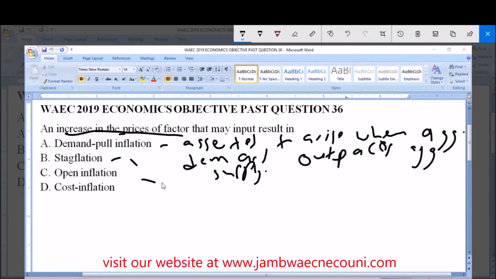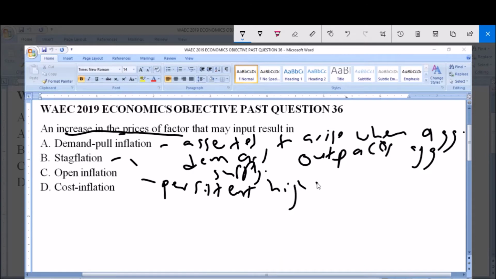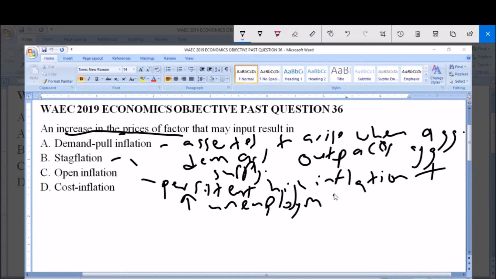Now stagflation basically refers to persistent high inflation combined with high unemployment rate and stagnant demand.